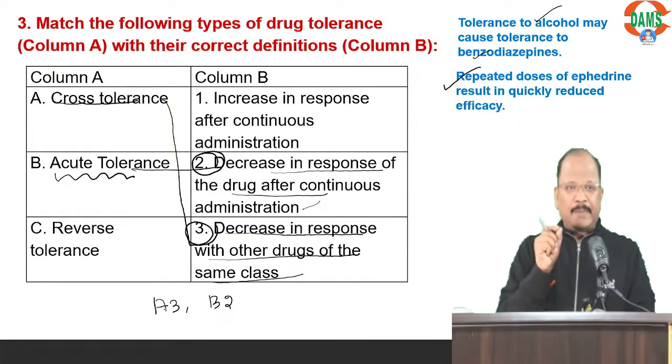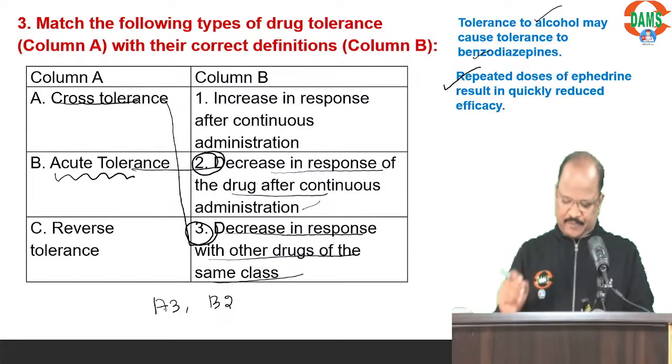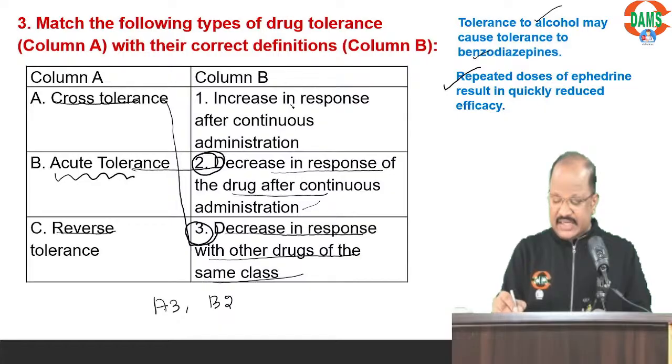So when you give some drugs repeatedly, for example nitrates, they develop intolerance. Repeated ephedrine develops intolerance. The action decreases, the efficacy decreases, so they need a high dose to get the same action. What is reverse? Tolerance means decreased response. Reverse means opposite. That means there is an increase in response.